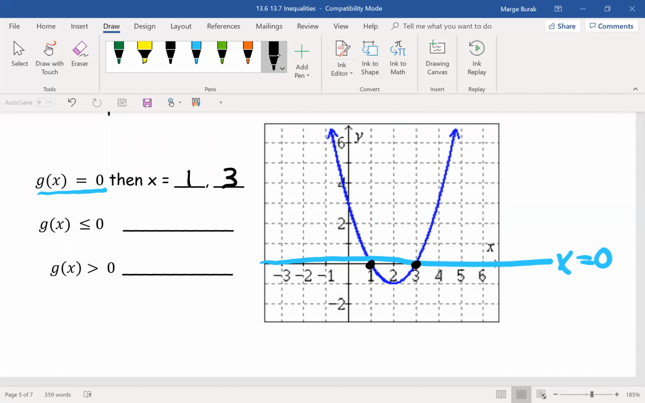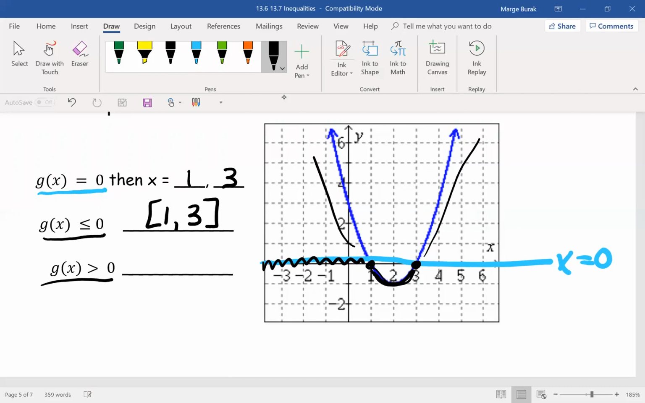So let's do, this one says less than or equal to. That means I want to keep the 1 and the 3, and you can see that it's actually in between them because the parabola is less than right there. So I want in between 1 and 3 using interval notation. And then greater than is going to be the outskirts. It's going to be out here and out here. And on my x-axis, it's going to be out here and out here. So that's going to be -infinity all the way to 1, and then start at 3 and go to infinity.